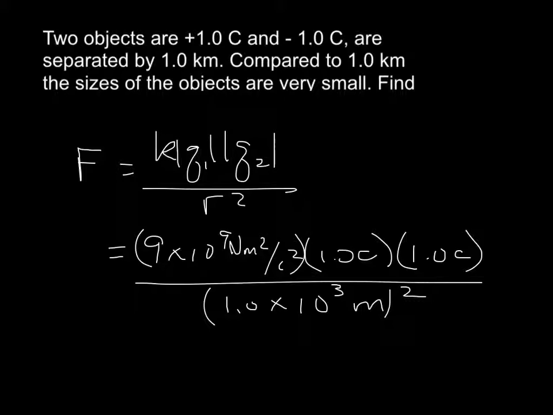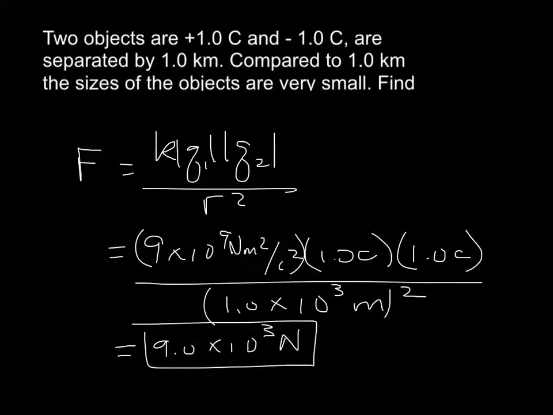So, plug this into your calculator. You have 9 times 10 to the 9th times 1 Coulomb times 1 Coulomb divided by 1 times 10 to the 3rd coulombs. And if you calculate correctly, you should come up with 9.0 times 10 to the 3rd newtons. And that should be your answer.